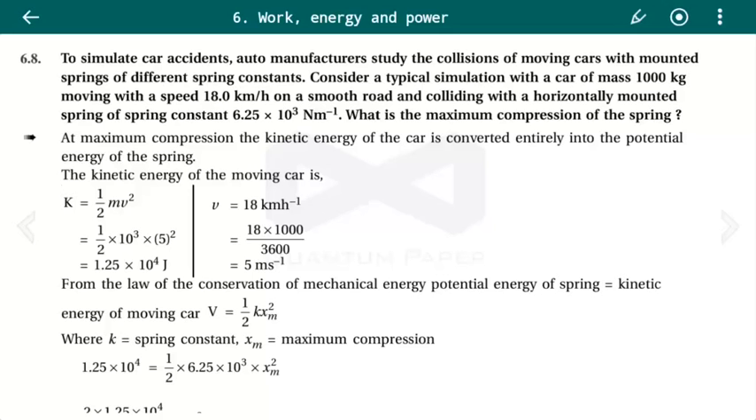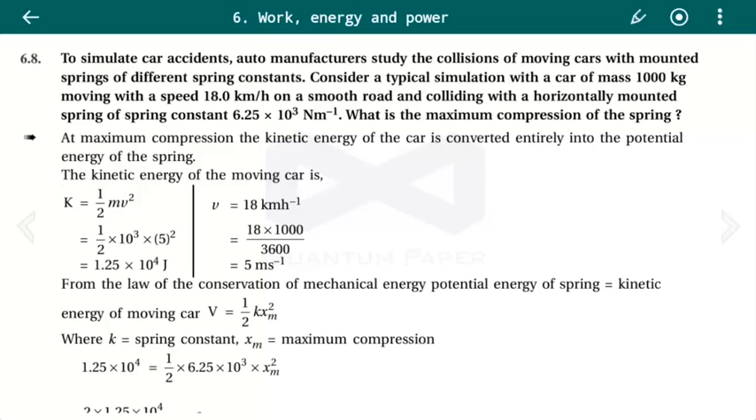Now let us solve illustration number 8. To simulate car accidents, auto manufacturers study the collisions of moving cars with mounted springs of different spring constant. Consider a typical simulation with a car of mass 1000 kg moving with a speed 18 km per hour on a smooth road and colliding with a horizontally mounted spring of spring constant 6.25 into 10 raised to 3 Newton per meter. What is the maximum compression of the spring?